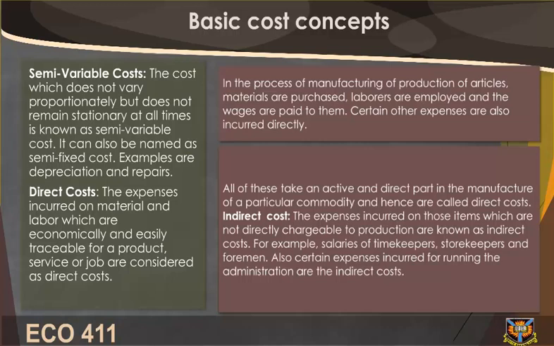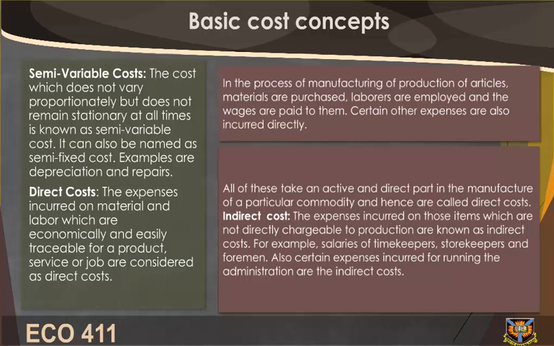Direct costs. The expenses incurred on material and labor which are economically and easily traceable for a product, service or job are considered as direct costs. In the process of manufacturing or production of articles, materials are purchased, laborers are employed, and wages are paid to them. Certain other expenses are also incurred directly. All of these take an active and direct part in the manufacture of a particular commodity and hence are called direct costs.